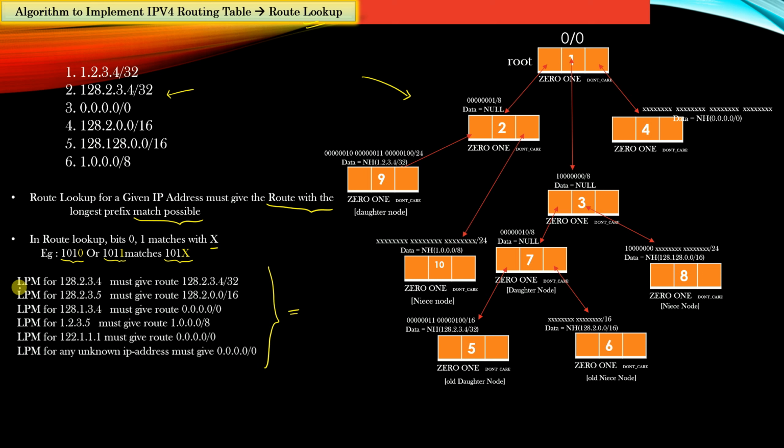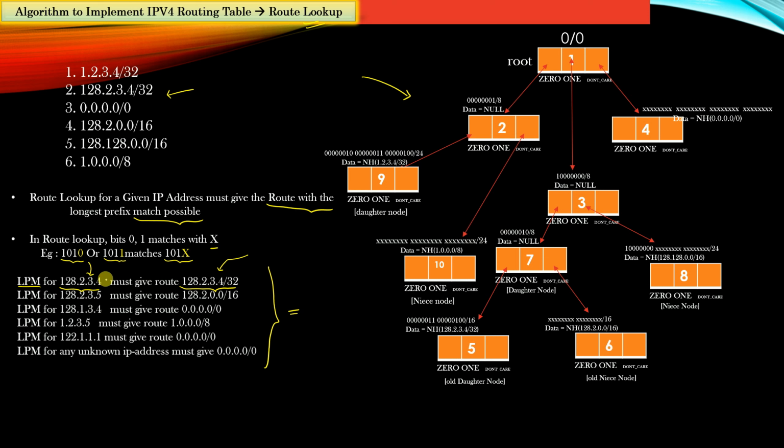The longest prefix match, that is LPM, for a given IP address 128.2.3.4 must give the route 128.2.3.4/32. So this is the route in this mTrie data structure which matches best with the given IP address.